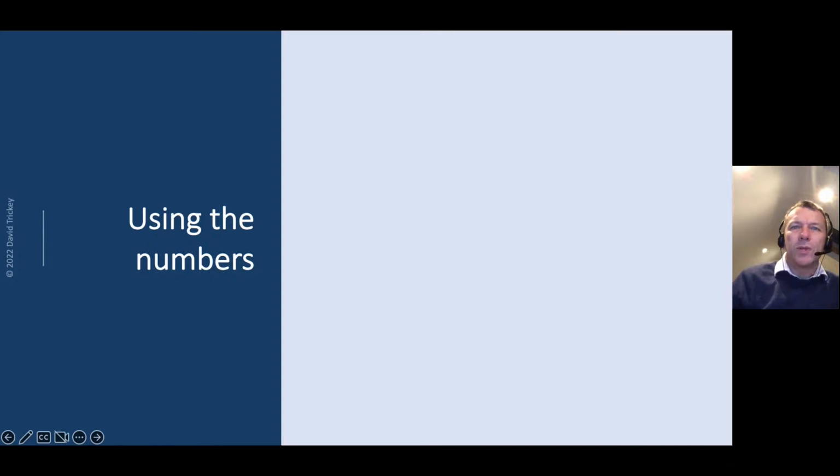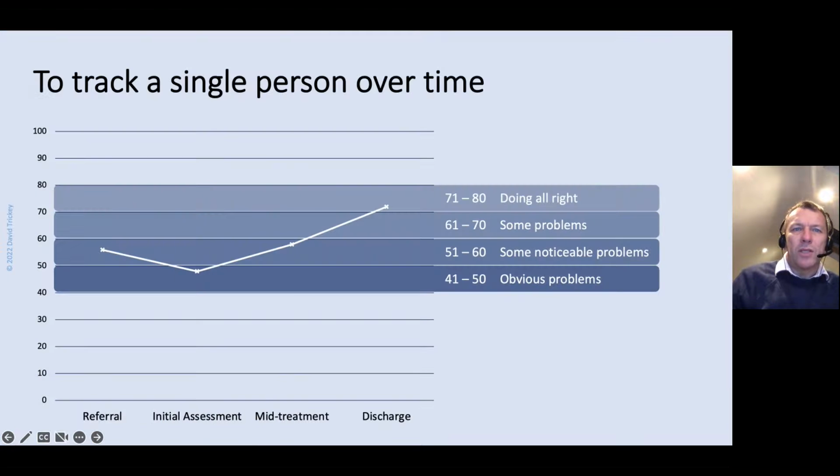And then how do you use the numbers? What can you do? What's the point of doing this? Well, there's a number of things you can do, which I think are quite useful. One of them is that you can track a single person over time. So this might be something you take to supervision, for example. And at referral, you might rate them as sort of mid-50s, some noticeable problems.